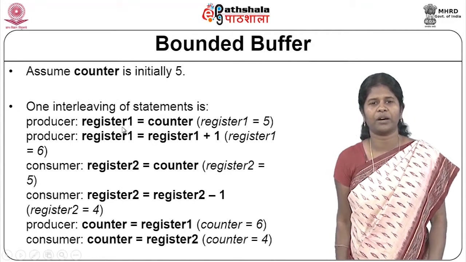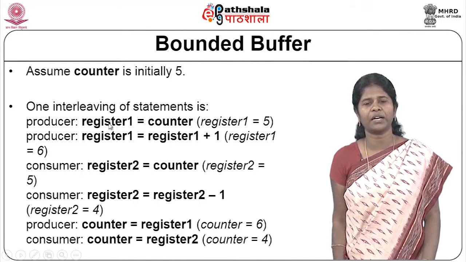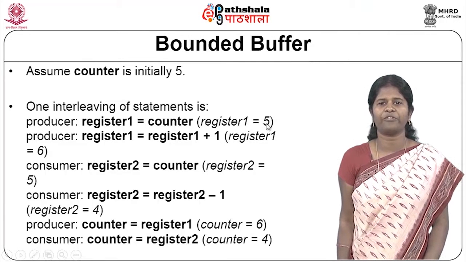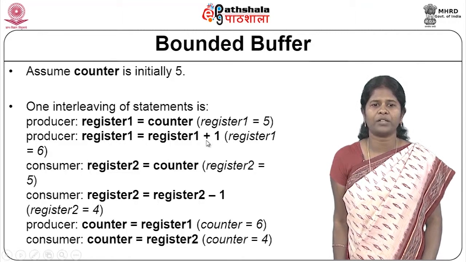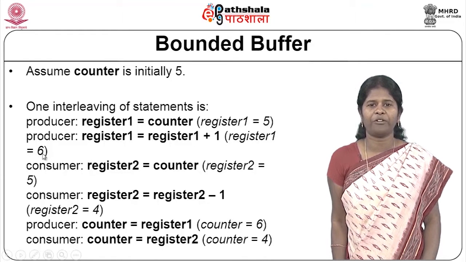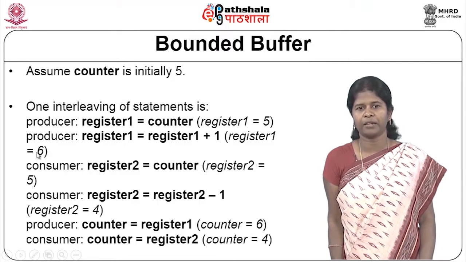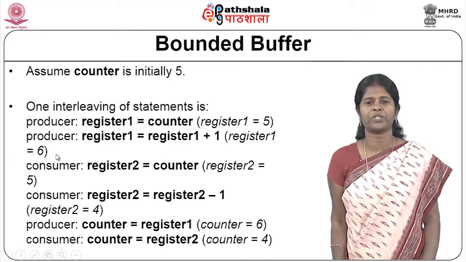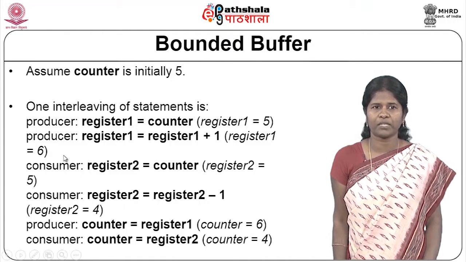See, the producer executes the statement counter plus plus first, and that in turn has a copying of the counter value to register 1. So, 5 is copied onto register 1 and then register 1 is incremented by 1. So, the value of register 1 becomes 6. Then now there is a context switch. Say the CPU time of this producer gets over and the consumer is now given the CPU.